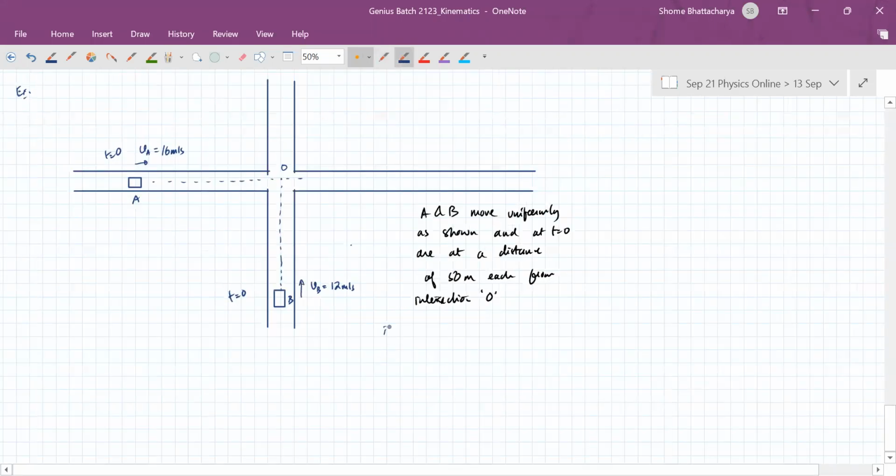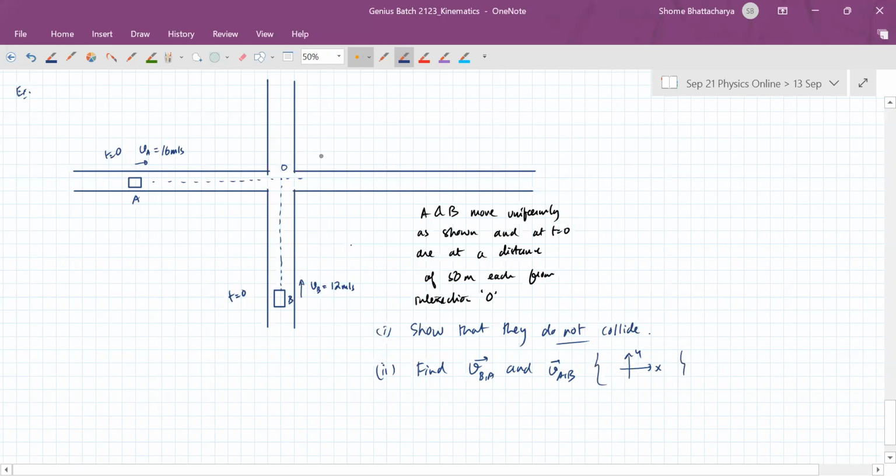So first of all, show that they do not collide, which is obvious because they have different speeds. Second, find the velocity of B with respect to A and the velocity of A with respect to B, taking the XY frame like this: taking a reference frame such that the x-axis is along the direction of A's motion and the y-axis is along the direction of B's motion.